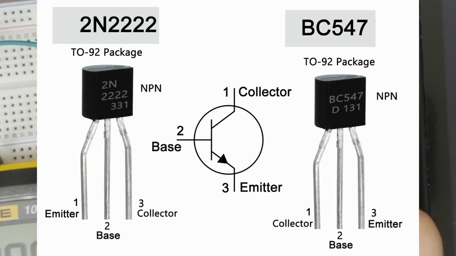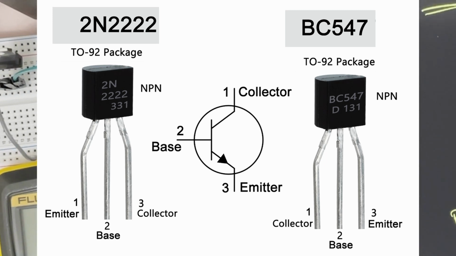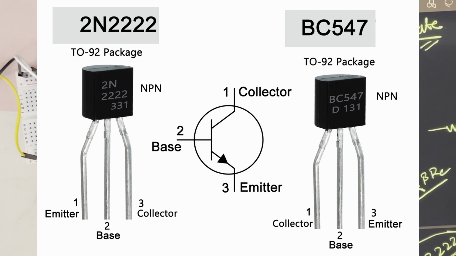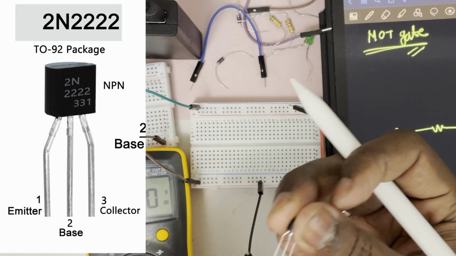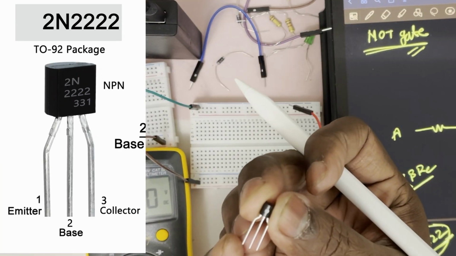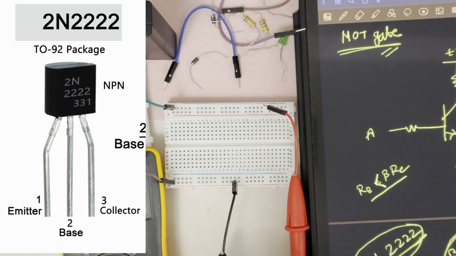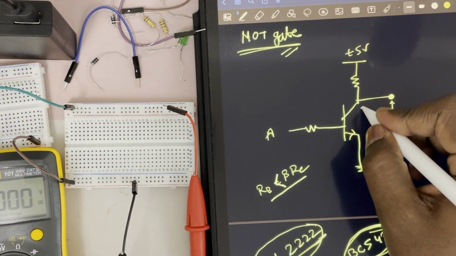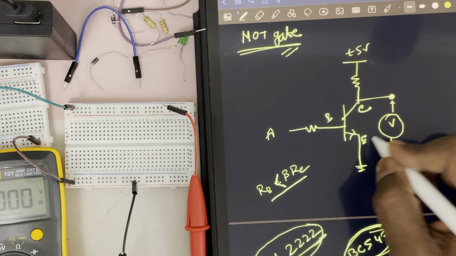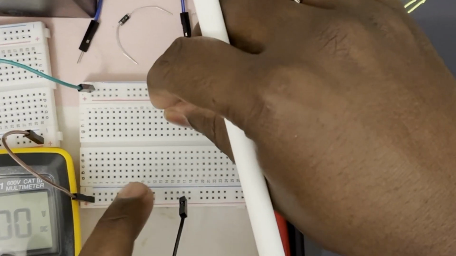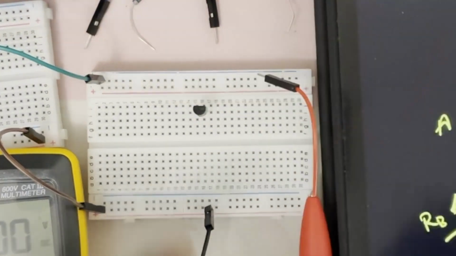When I edit this video, I will show you the pin configuration of TN2222 and BC547. For you, this pin configuration is the most important thing. For this one, I already told you the left one is the collector, the right one is the emitter, and the middle one is the base. So here you can see this is the collector, base, and emitter. So first put this circuit here.